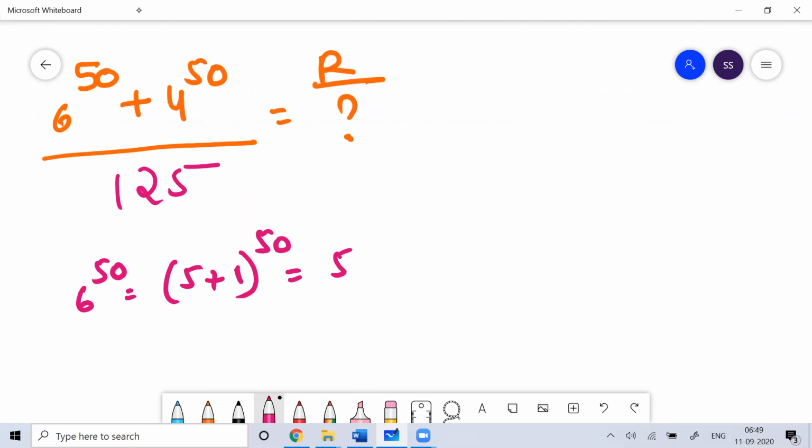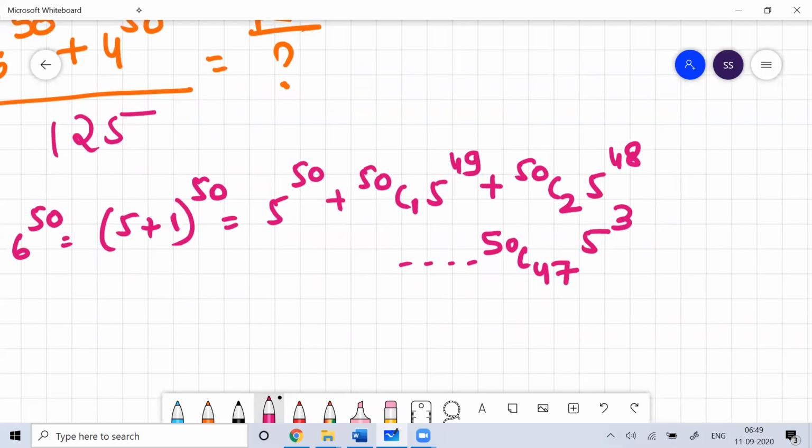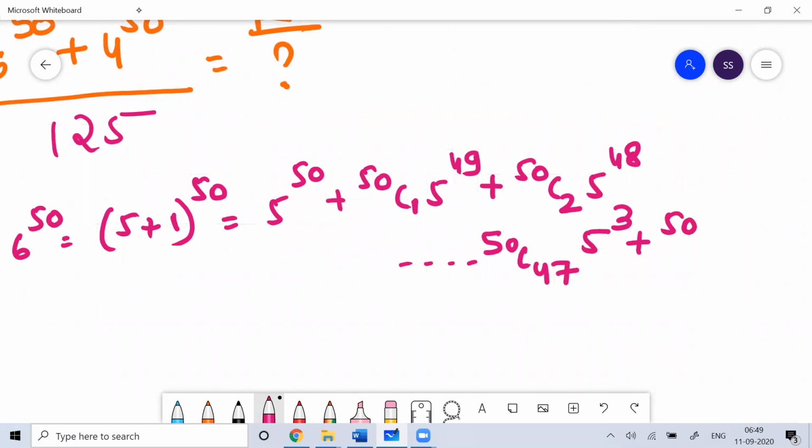Otherwise 5 to the power 50 plus 50C1, 5 to the power 49, plus 50C2, 5 to the power 48. So like this till 50C47, 5 to the power 3. So till here everything would be divisible. Then 50C48, 5 to the power 2, plus 50C49, 5 to the power 1, plus 1. You know that.